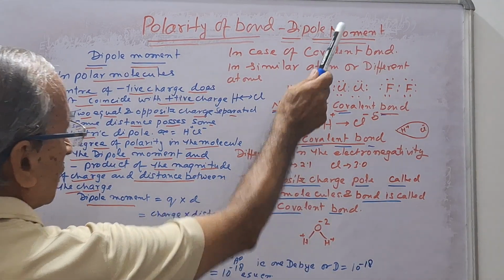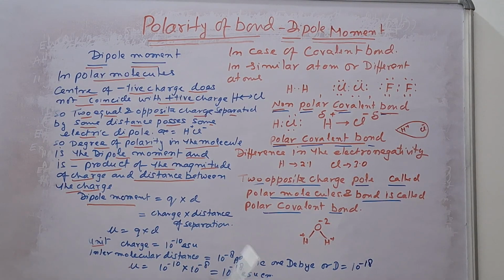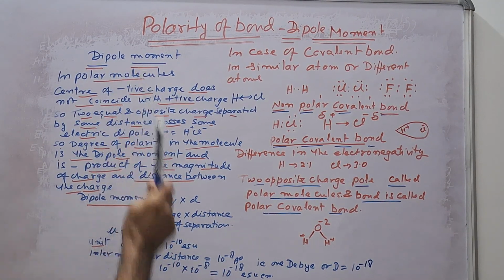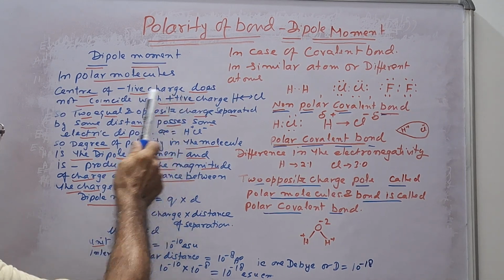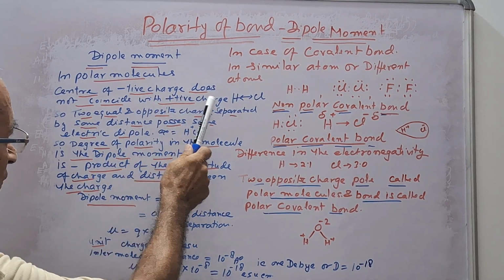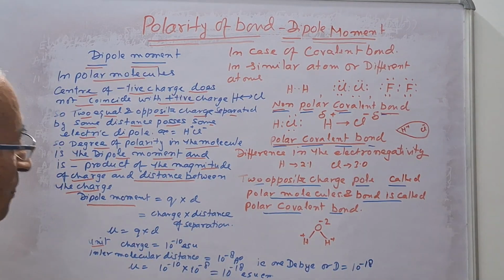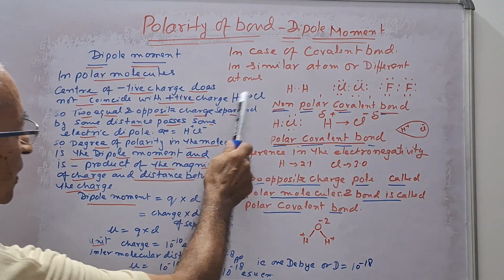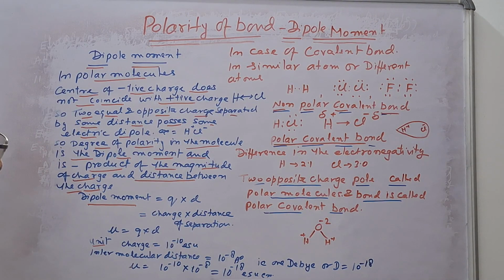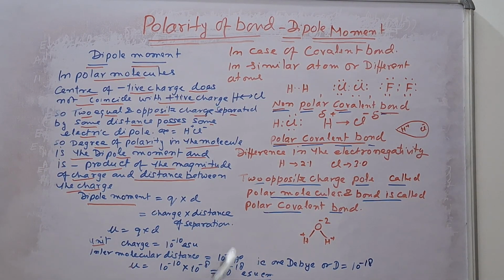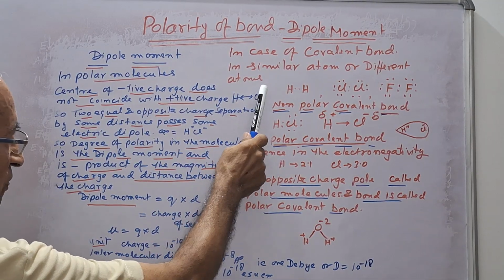Now, what is dipole moment? You see, in the case of the polar molecules, the center of the negative charge does not coincide with the positive charge, and there is a separation between the hydrogen and the chlorine, that is the bond length increases because of the fact that the shifting of the electron share is toward the chlorine.